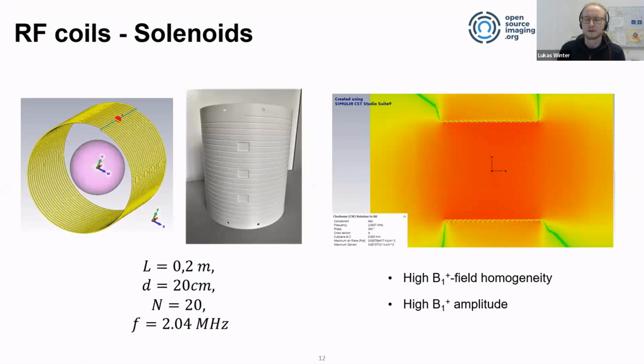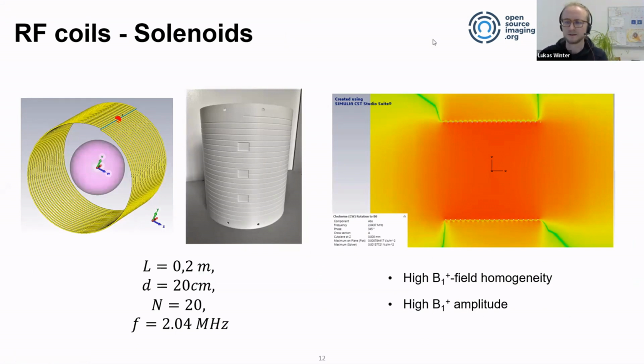Okay, so now once we have the magnet, we need our antennas or our RF coils as we have them in MRI, and this is relatively simple. It's just a solenoid, you have a wire, it is wound. Then you have some capacitors to adjust it to the correct impedance.